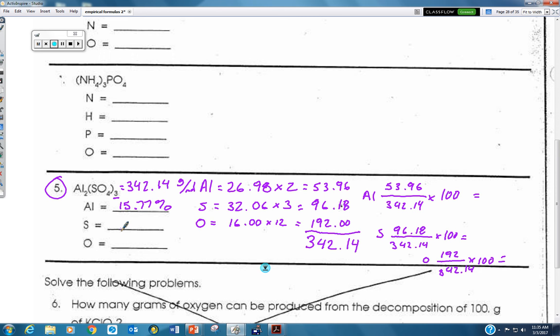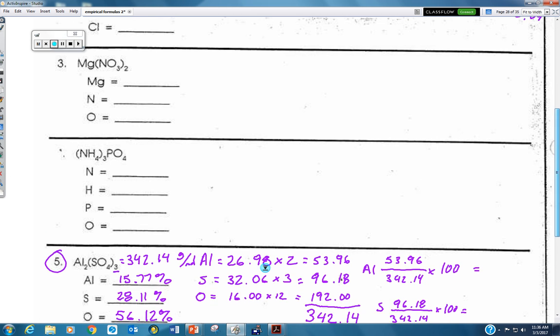For sulfur, we should come up with 96 divided by 342 times 100 is 28.11%. And oxygen should come out to approximately 56.12% by taking 192 divided by 342.14 times 100. Now, again, as I said before, when you total these up, should come pretty close to 100. In fact, this one will equal exactly 100, as well as the other that we did.